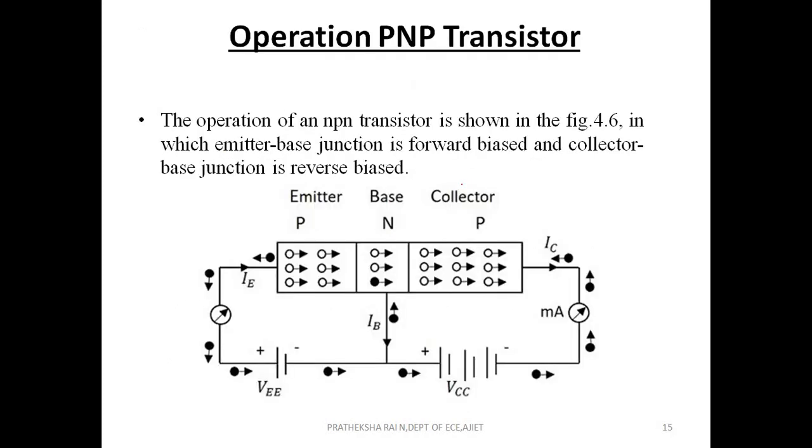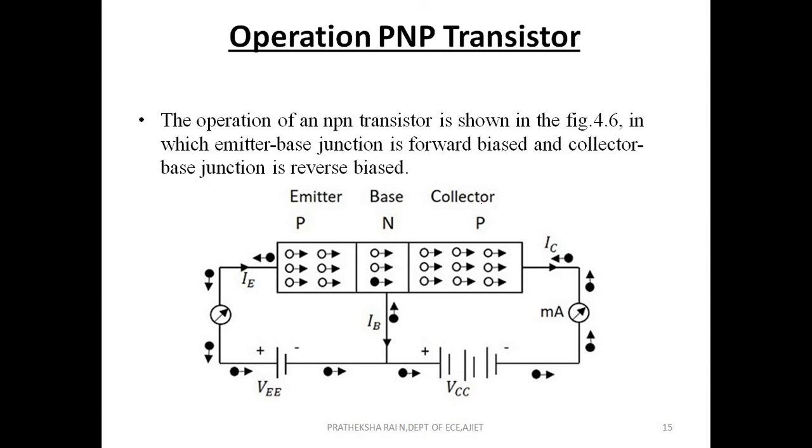Okay, so let us see the operation in case of a PNP transistor. In a PNP transistor, the emitter base junction should be forward biased, so the P side is connected to the positive terminal and the N side to the negative terminal. The collector base junction should be reverse biased, so the P side will be connected to the negative terminal and the N side to the positive terminal. Now what happens here? In P type, the majority carriers are holes, and in N side we have electrons.